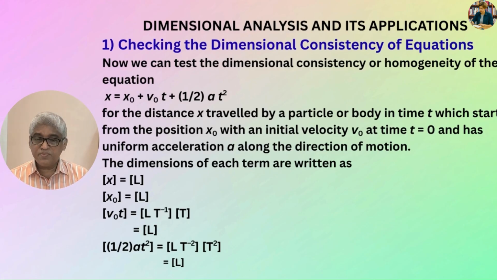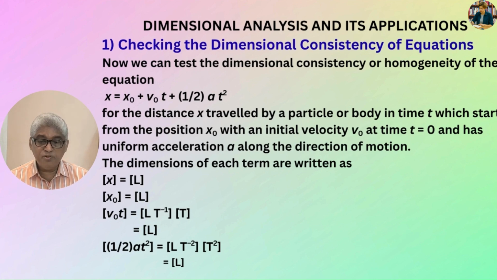Now the dimensions of each term are written as follows. We have to write down the dimensions of each term and check whether it is consistent or not. x is the distance, so we write L. x0 is also distance, the initial distance, so that is also L. In v0 into t, v0 is the initial velocity, so its dimensions are L raised to 1, T raised to minus 1, and small t is again time, so T raised to minus 1 and T raised to 1 cancel out, and simply L is left.